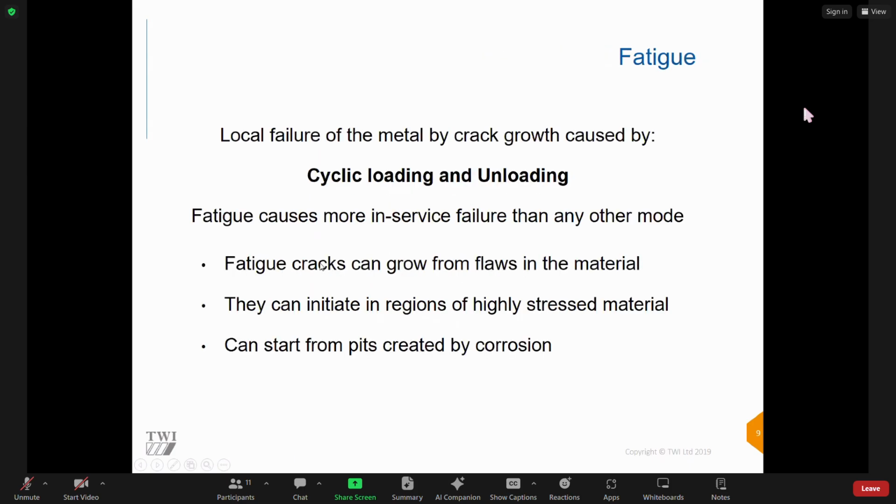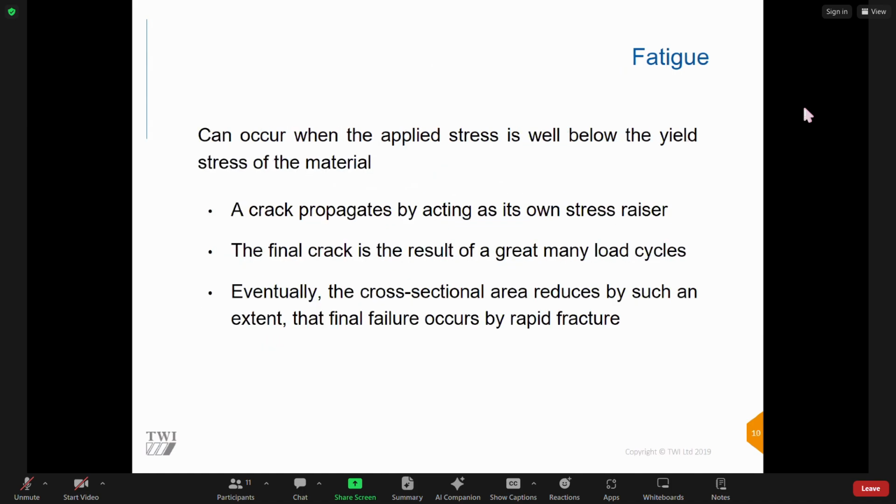Fatigue, again, we covered that this morning. We said fatigue is local failure of the metal, crack growth caused by cyclic loading. Fatigue causes more in-service failures than any other mode. Fatigue cracks can grow from flaws in material. They can be initiated in regions of high stress and start from pits created by corrosion. They can occur when the applied stress is well below the yield stress of the material. The crack propagates by acting as its own stress raiser.